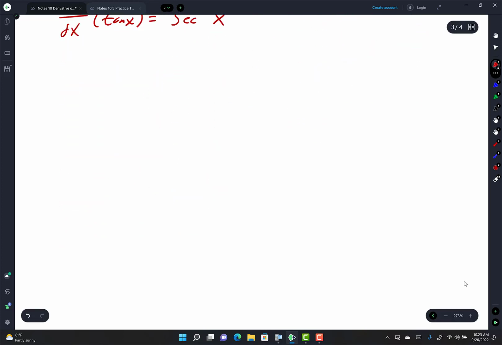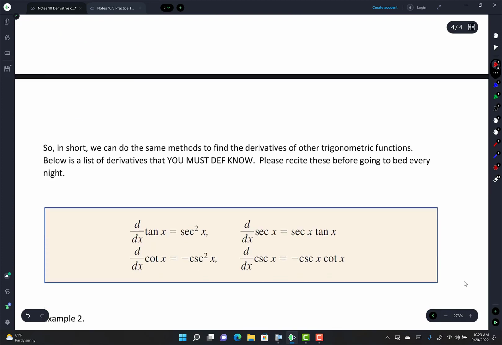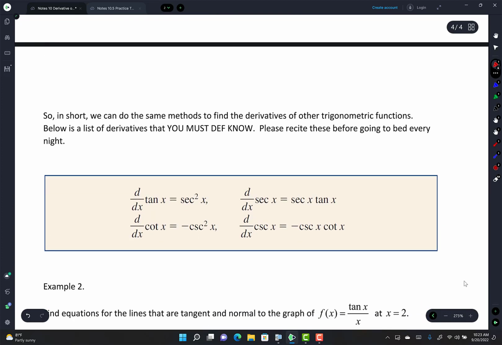Let's go to the next page, see what we got. Okay, so here are the derivatives that we got to know. And they're easy to remember, guys. Tonight, before you go to sleep, you say these over and over again. You put this in your pillow. No, I'm being serious.